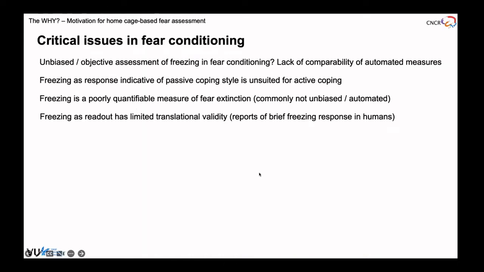So I have put up some critical issues here. The critical issues for me are unbiased, objective assessment of freezing in fear conditioning. Many software packages provide you with some radiation of features, but no one knows exactly what they are. There is no common standard on this. What is freezing? What is the level of activity that you tolerate as respiration as opposed to a real active suppression of ongoing behavior? Freezing is a response indicative of a passive coping style and is unsuited for active coping.